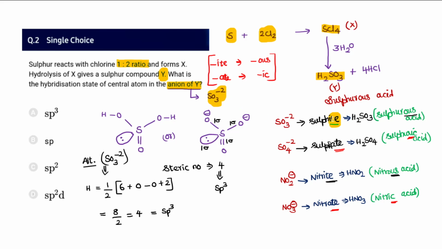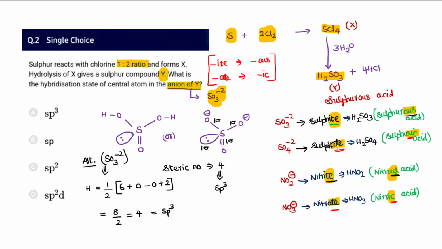When any anion ends with ite, you have to say ous as the acid name. So sulfurous acid. Similarly, nitrite, ite, ous, nitrous acid. Sulfate, sulfuric acid. Nitrate, nitric acid. So if it is ite, you have to end with ous. If it is ate, you have to end with ic acid.